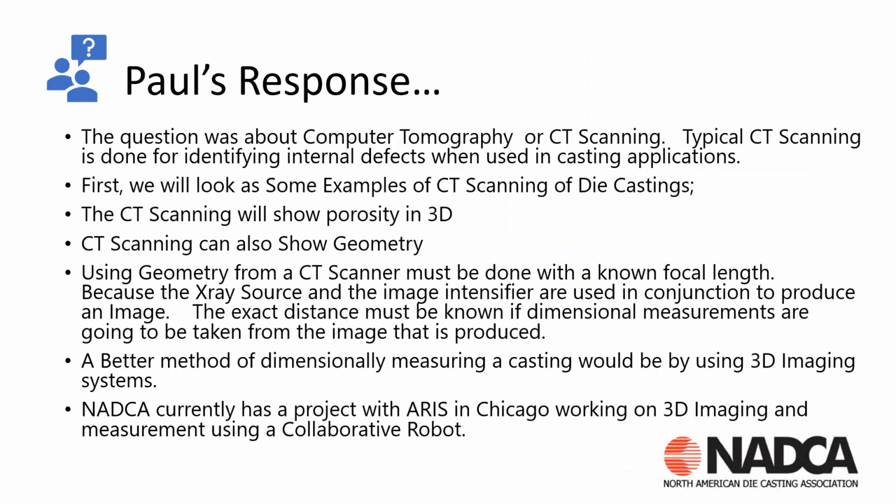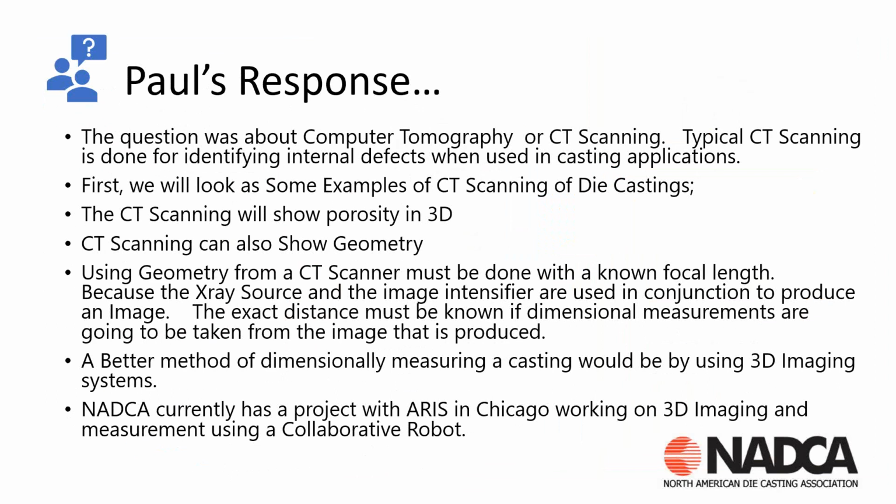The first point is CT scanning is computed tomography, and what we're doing is we're X-raying in a 3D fashion. So we're scanning the part using X-rays. Typically, CT scanning is used to identify internal defects. So we're going to look at some examples of CT scanning. We're going to show porosity in 3D. So what does it look like when you CT scan a casting, a die casting? And then I'm going to show you that it can do some geometry.